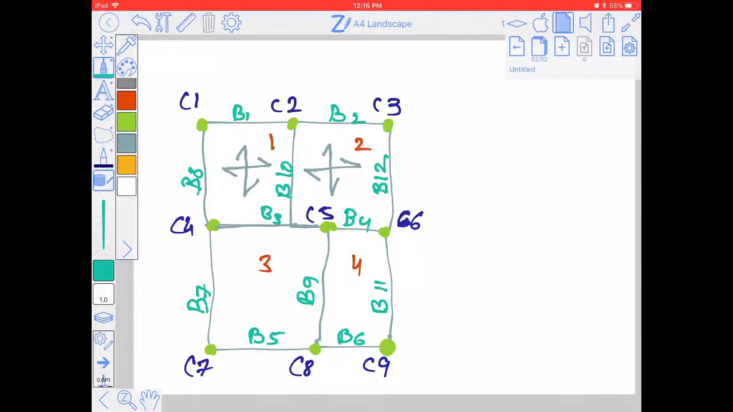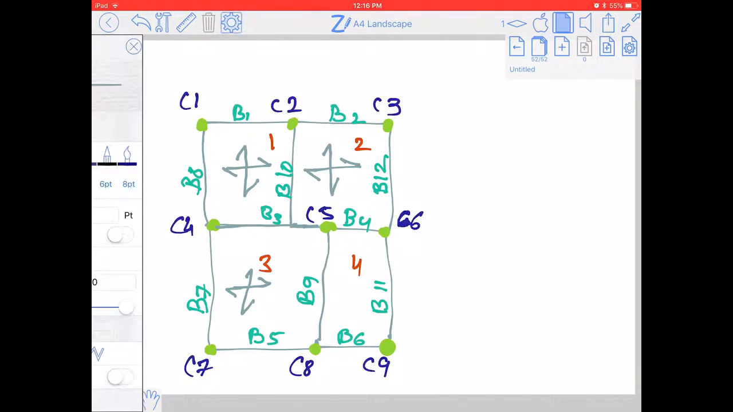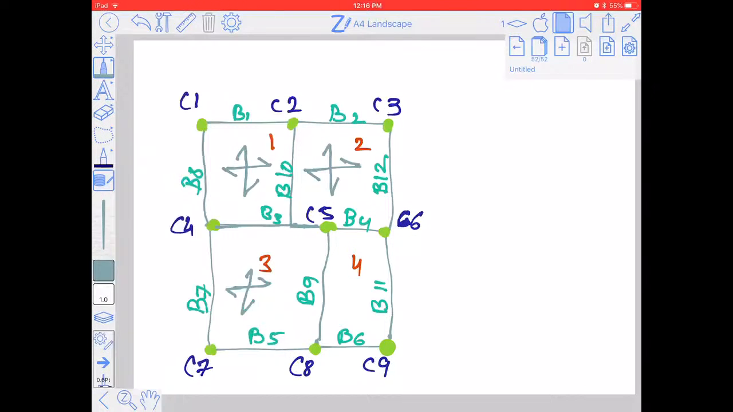There is a two-way slab. This one is also two-way, and this one is 2 by 4, that means 4 by 2. Which one will we take? Even though the span of this slab is only 2 meter, which is less than 3.5 meter, you can go for a one-way slab. I'll go for a one-way slab.